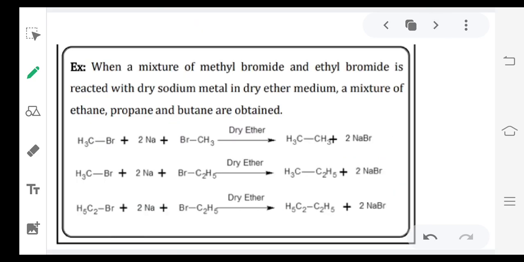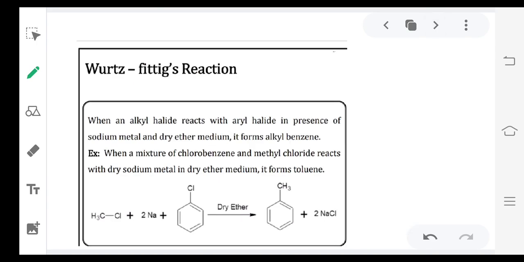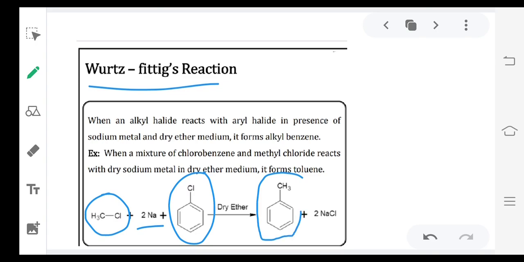Next, Wurtz-Fittig reaction. Alkyl halide plus alkyl halide in the presence of sodium, that is the Wurtz reaction. Wurtz-Fittig reaction means one alkyl halide and one aryl halide in the presence of sodium will combine to form an aromatic compound, that is toluene. So this is the Wurtz-Fittig reaction.